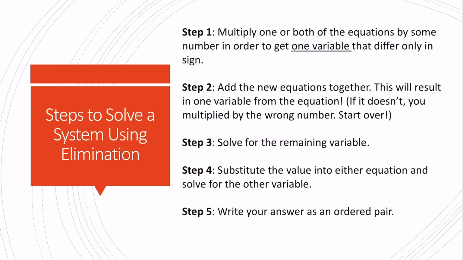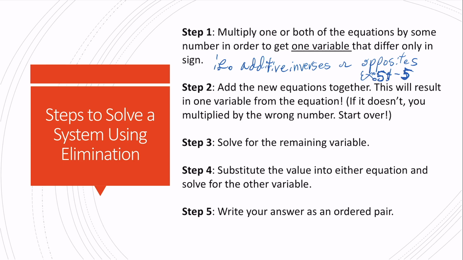So the steps specifically are, what we want to do is multiply one or both equations by a number in order to get one variable that differs only in sign, i.e. those are additive inverses. You might have heard that before, or opposites. For example, maybe 5 and negative 5 would be good examples. Why do I always pick 5? My 5s never look so nice. There. Then what you do is add your new equations together.